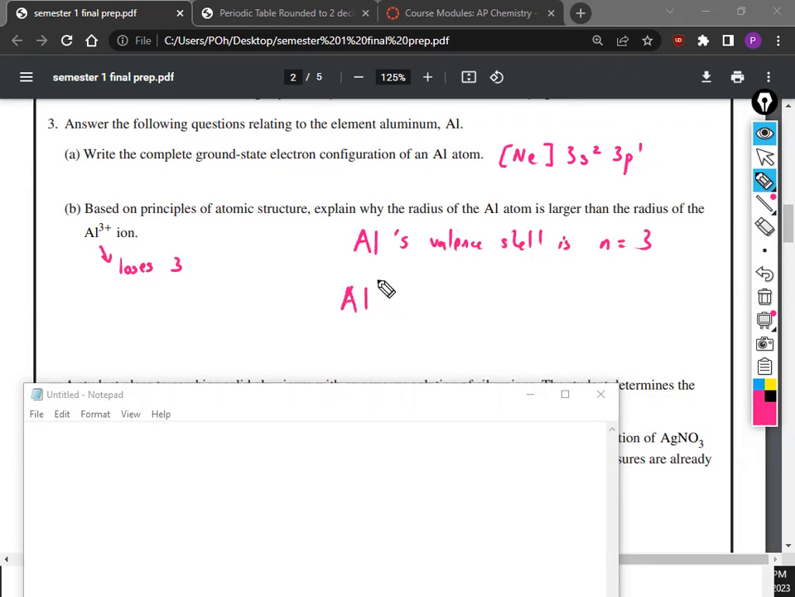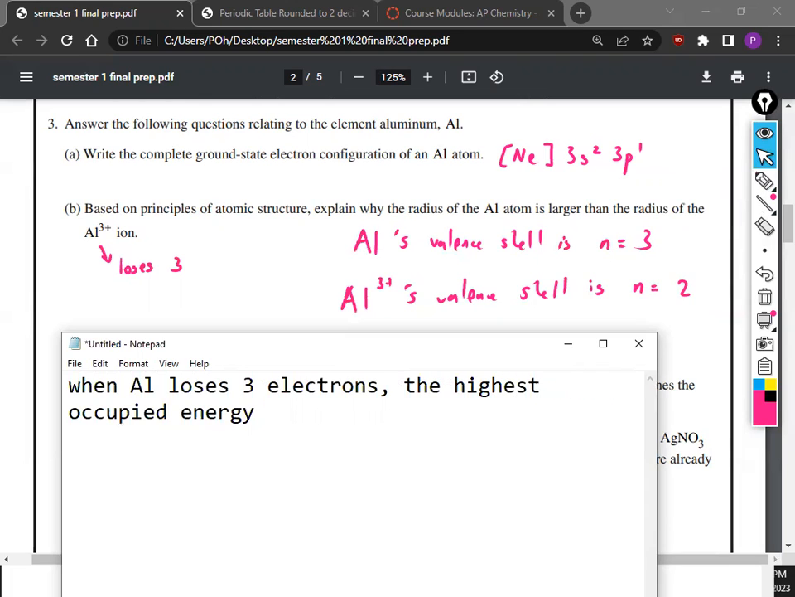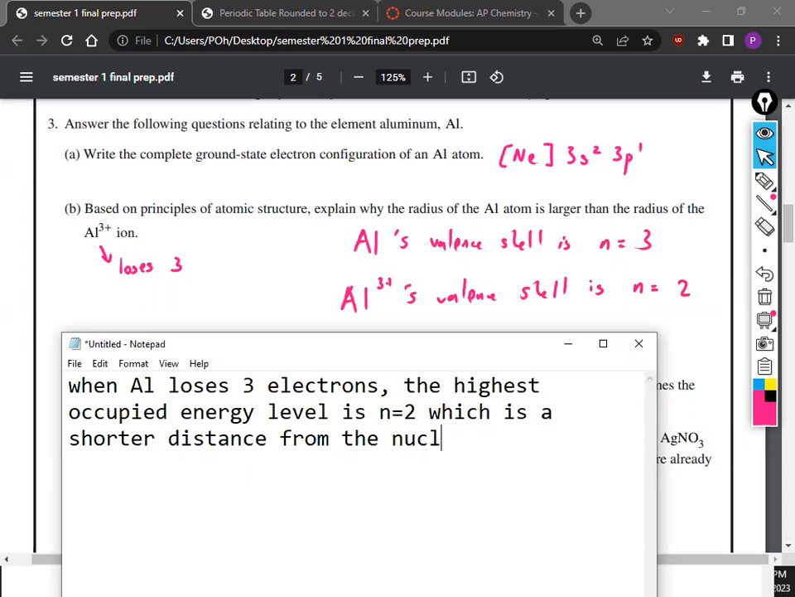But if you look at aluminium ion's valence shell, what is the highest energy level? The N number. 2, yeah. So 2. Which basically means, I'm gonna type it now. You can just write something like, when aluminium loses 3 electrons, the highest occupied energy level is N equals 2, which is a shorter distance from the nucleus. Something like that.